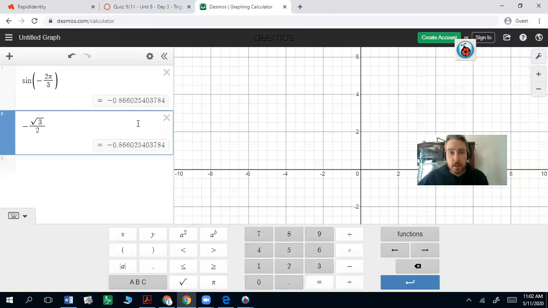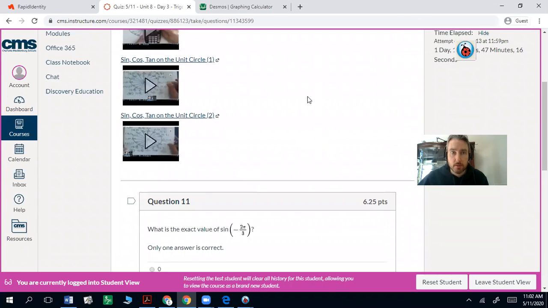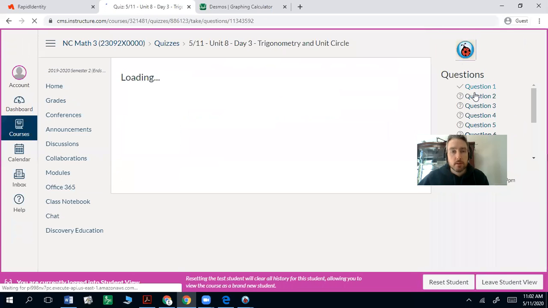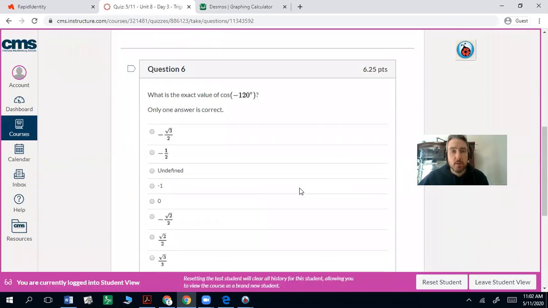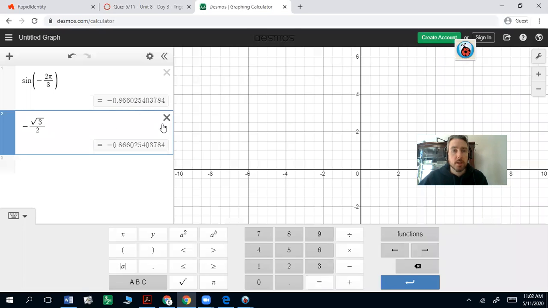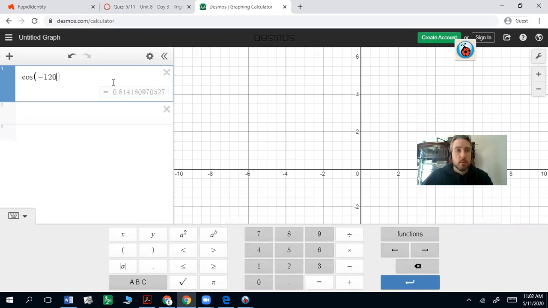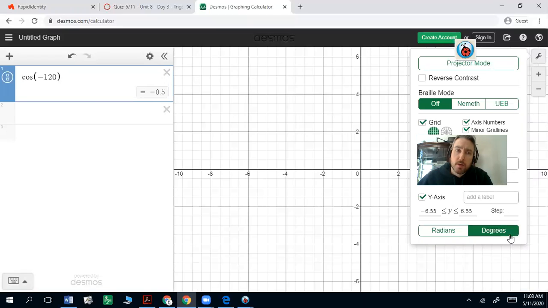If you're not getting one of the answers that are on your answer choice, then you probably just have your mode set incorrect. So for instance, let's say I went back to number 6. Number 6 says, all right, what's cosine of negative 120? And let's say I blindly put in cosine of negative 120. That gives .8141. That's not going to be any of the decimals you see. So remember that 120 is a degree. You got to click the wrench, you got to go to degrees, and now look at it. Now it says negative 0.5.